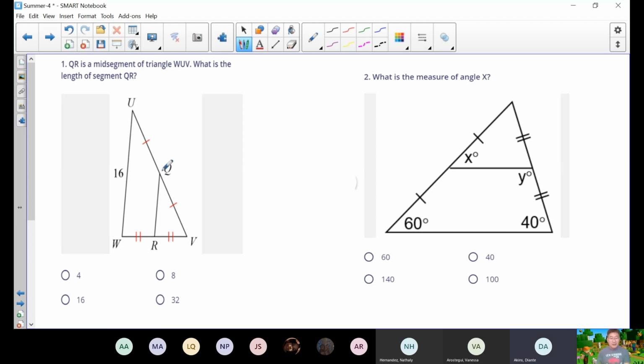All right. Now, QR is mid segment, right? Think about it. This line is half of this, right?